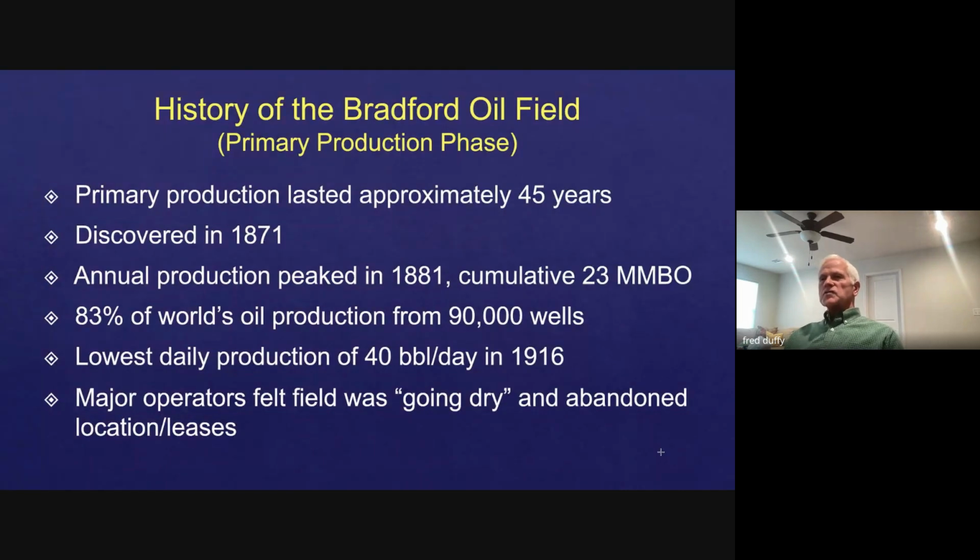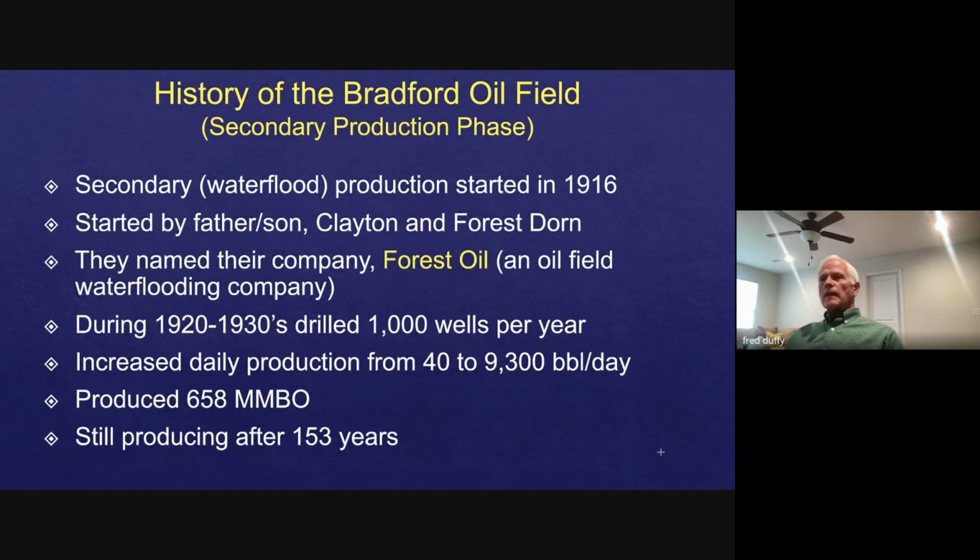And if we go to the second slide. Okay, the second slide takes us into the secondary production phase. This is where they injected brine, a so-called water flood. And this was started in 1916 by a father and son, Clayton and Forrest Dorn. You may have heard the name Forrest before. The father and son named their company Forrest Oil.